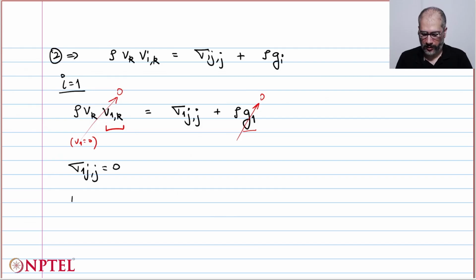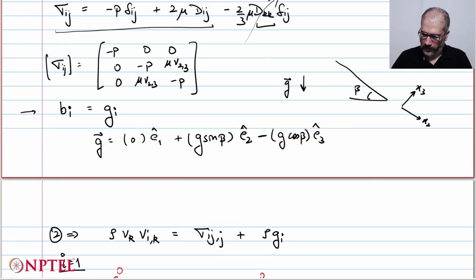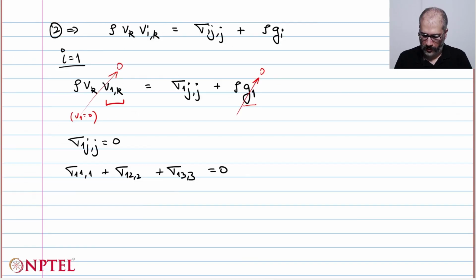And when I expand this, this becomes sigma 11 comma 1 plus sigma 12 comma 2 plus sigma 13 comma 3 is a 0. If I look back at my sigma tensor, then I can see that sigma 11 is a minus p, but sigma 12 and sigma 13 are both zeros. So this becomes minus p comma 1 equal to 0.